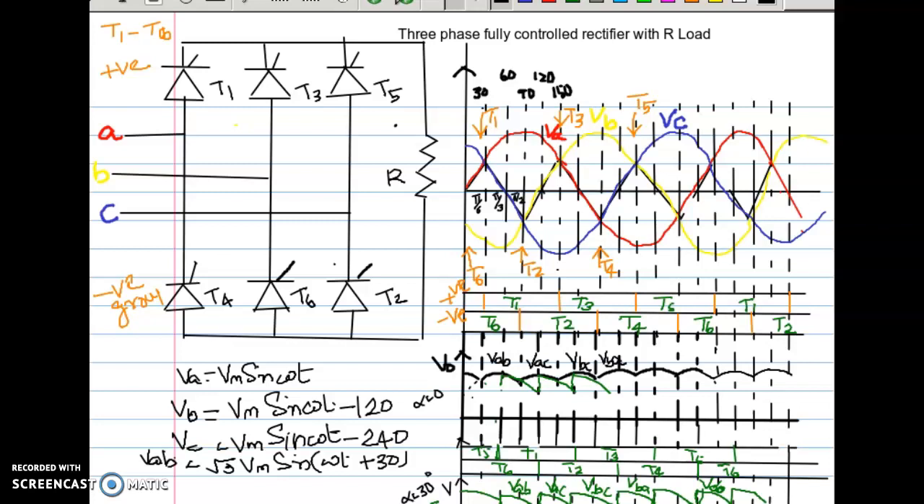Hi, here we are going to discuss three-phase fully controlled rectifier with resistive load. As you can see, there are 6 thyristors T1 to T6. The three-phase voltages VA, VB and VC are given respectively to these terminals.